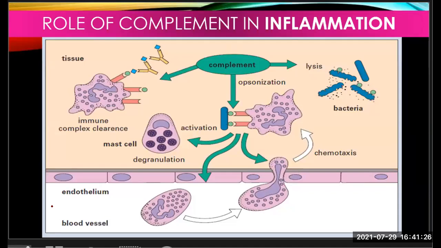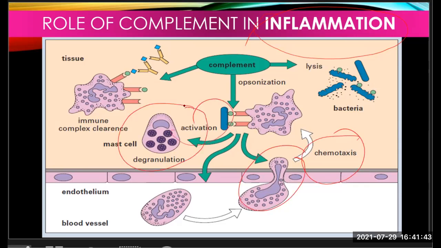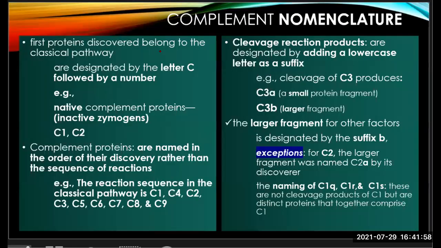So the complement has a really central role in inflammation. Think of the complement: if you have an inflammation, the complement is acting there because it causes chemotaxis of phagocytes, activation of mast cells and phagocytes, and lastly, the opsonization and lysis of pathogens, and the clearance of these antibody immune complexes. So the complement nomenclature, the complement proteins, can seem confusing. So we will start by explaining their names.